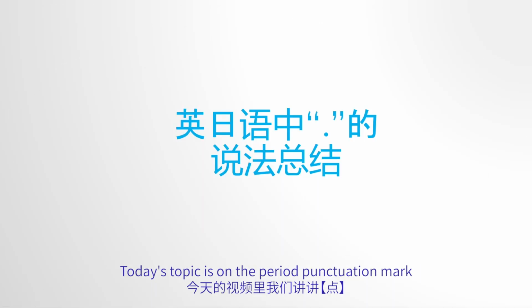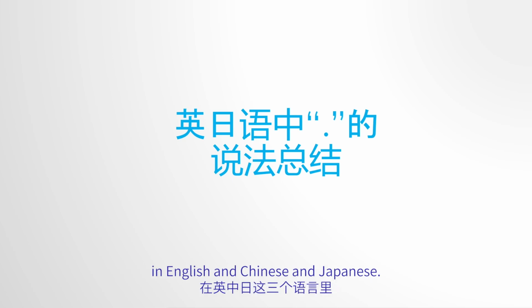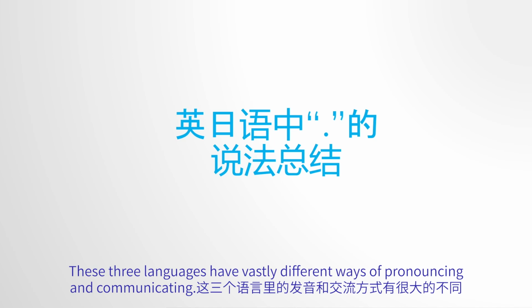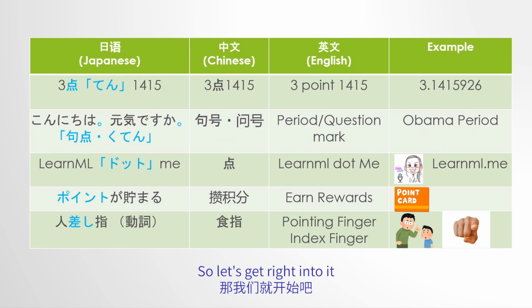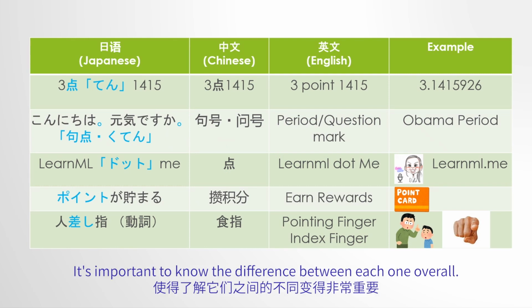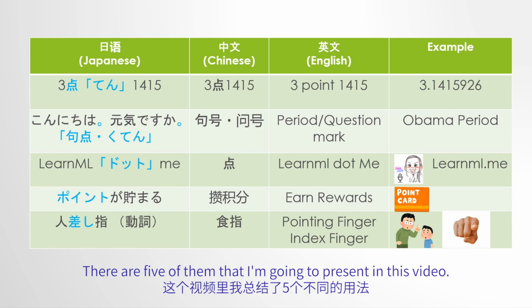Today's topic is on the period punctuation mark. In English, in Chinese, and Japanese, these three languages have vastly different ways of pronouncing and communicating what the period punctuation mark, or noun, means. So let's get right into it. Since there are lots of variations, it's important to know the difference between each one. Overall, there are 5 of them that I'm going to present in this video.